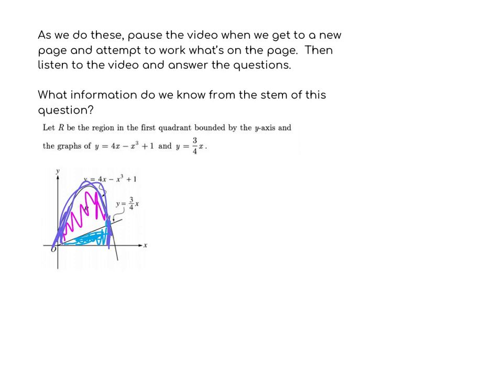Now, I'm not sure exactly what questions they could ask me, but they could ask me things like the area of R. They could spin R around an axis, hopefully an axis like the x-axis or y equals -2 or something like that. And that's about all I can get from the stem of the question. I will probably need to find the intersection point, but I can go ahead and use my calculator to figure out what that intersection point is.